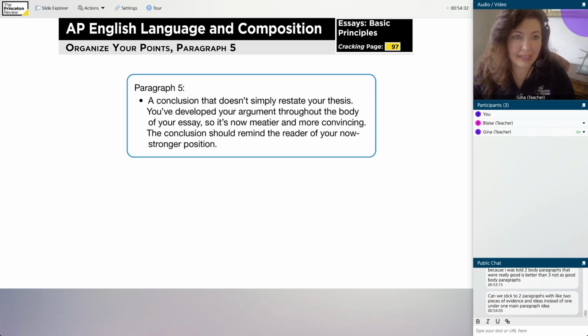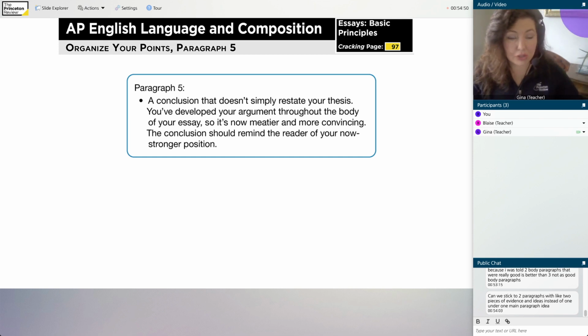And then your last paragraph should be a conclusion. The conclusion doesn't have to be terribly long. As a matter of fact, if the rest of your essay was nice and long, your conclusion could be a little short, and that would be fine. But the conclusion does two things.